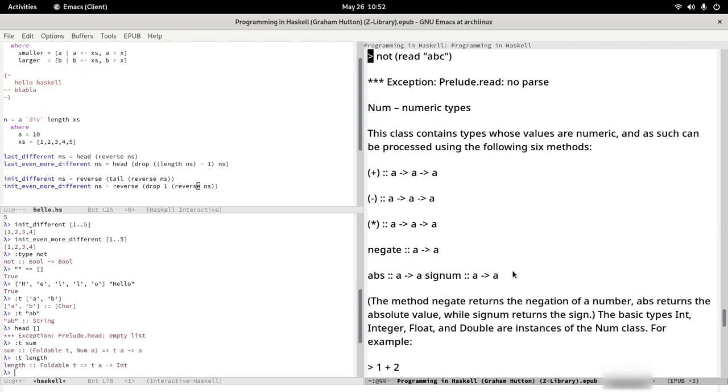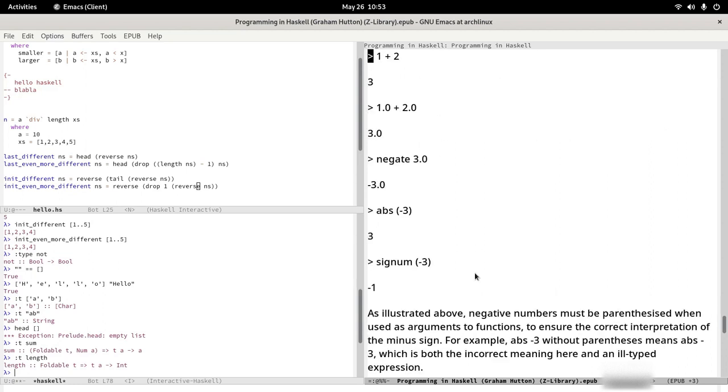Numeric types. This class contains types whose values are numeric, and as such, can be processed using the following 6 methods: plus, minus, times, negate, abs, and signum. The method negate returns the negation of a number, abs returns the absolute value, while signum returns the sign. The basic types Int, Integer, Float, and Double are instances of the Num class. For example, 1 plus 2 is 3.